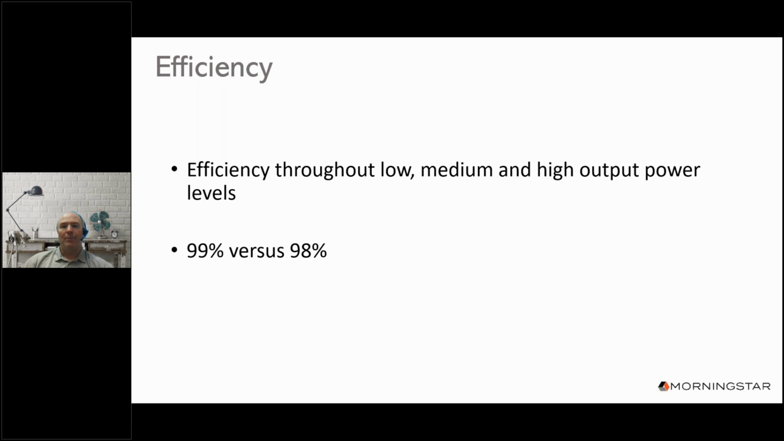So let me close on the topic of efficiency and move on to another topic that we got a lot of questions about, and that is questions about oversizing PV arrays with Morningstar MPPT controllers.